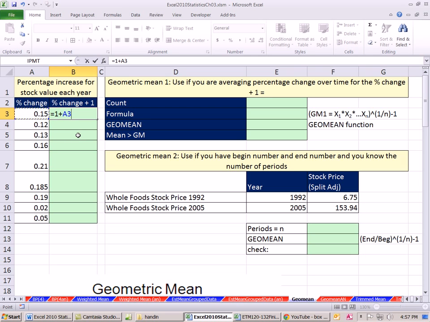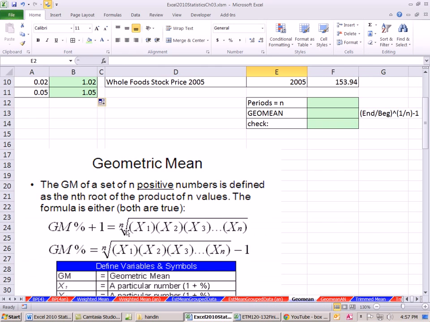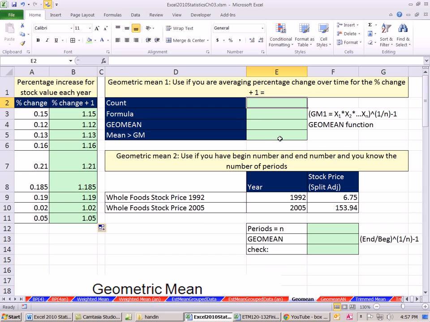All right, so you ready? 1 plus that. That gives us the x value to then multiply together. Right? So we get all of our 1 plus the percentage change. Now, in order to calculate this formula, we need to know how many, and then take that nth root and then subtract 1 to actually get the percentage change. So I'm going to count. I'm using COUNT because I'm counting numbers.